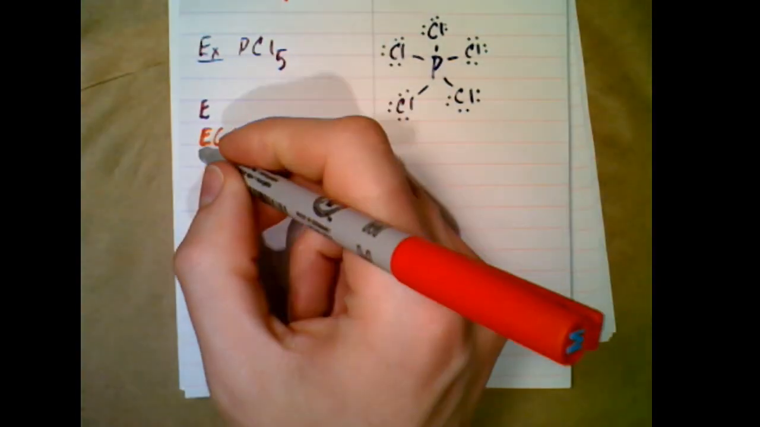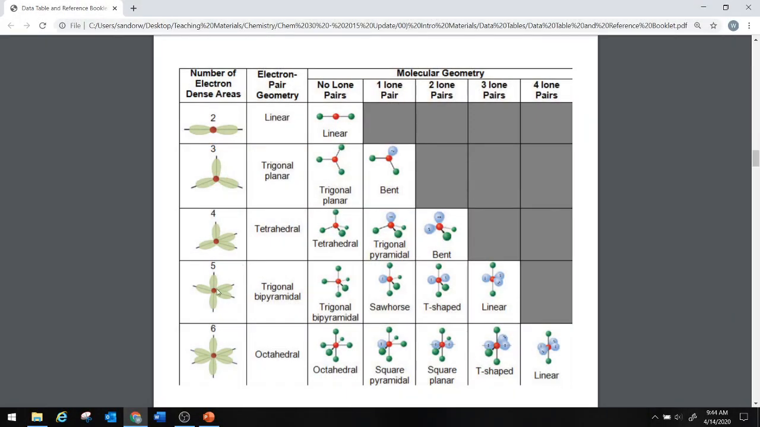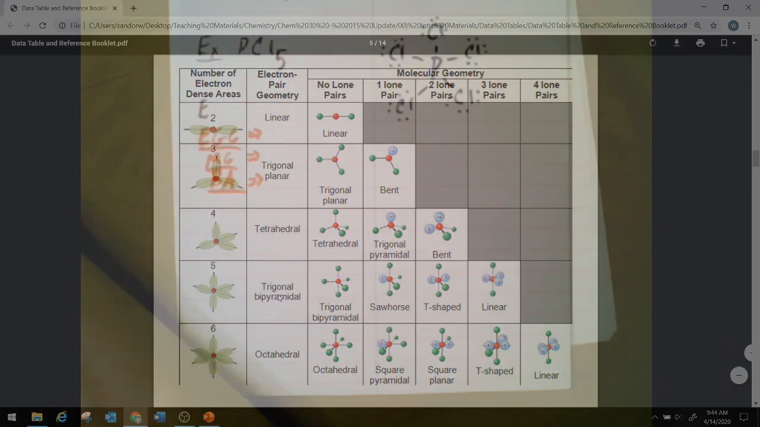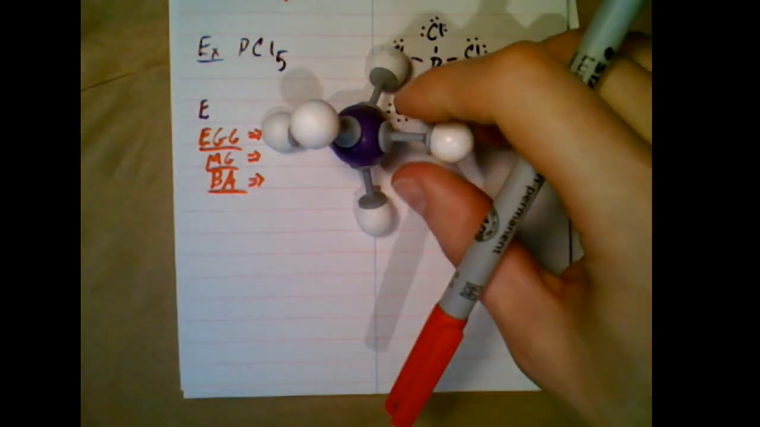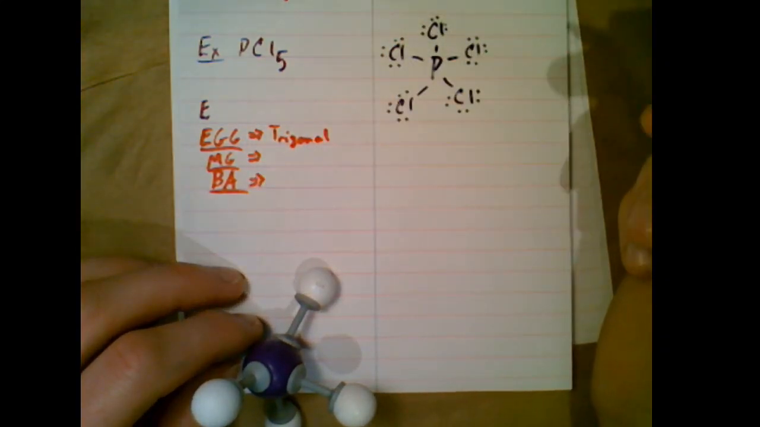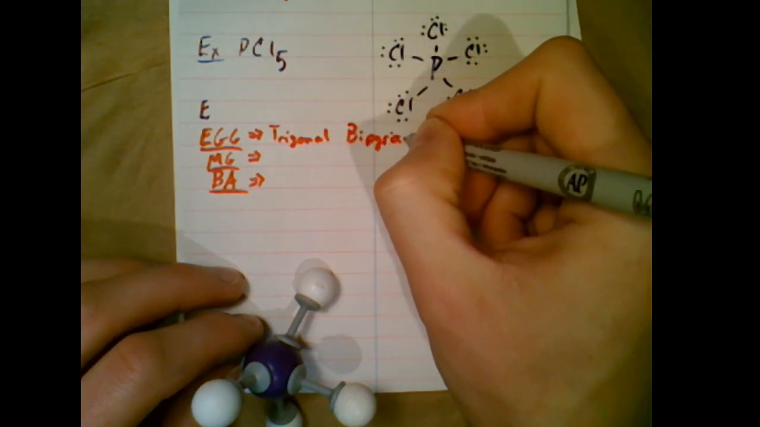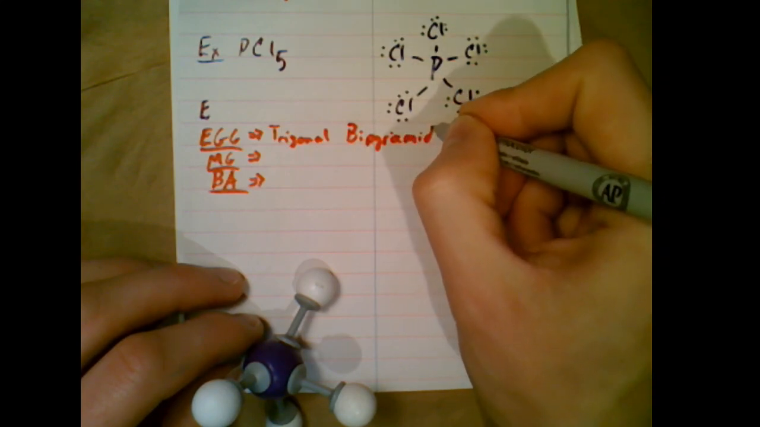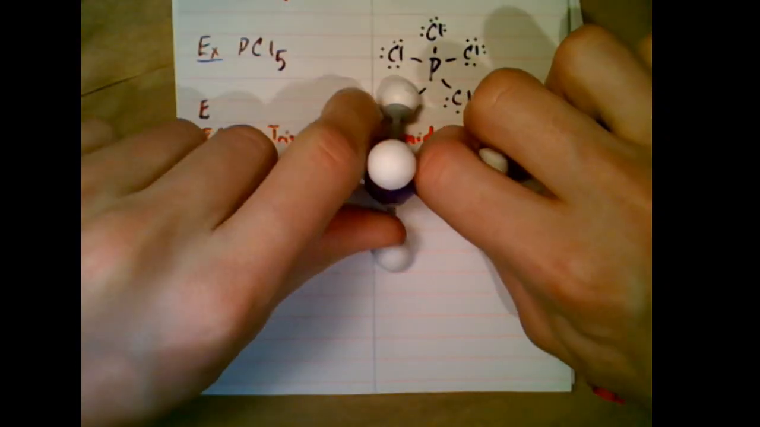So we should probably take a look back at our chart. And if we're taking a look back at our chart, we see that 5 electron groups is called trigonal bipyramidal. And so what I want to show you is what this actually looks like. It looks like this. Now, it is called trigonal, which we learned last time, means like 3 parts. Bipyramidal, which means 2 pyramids.